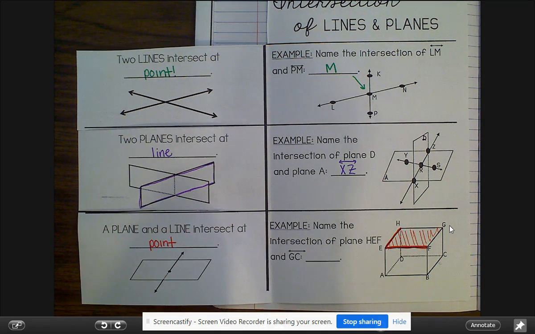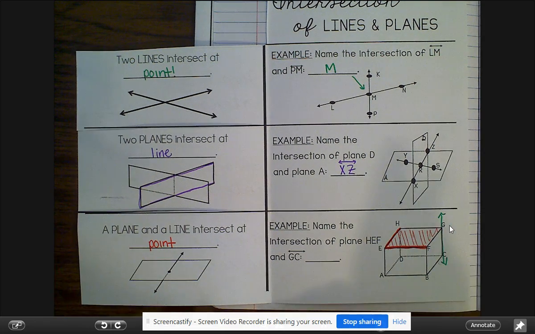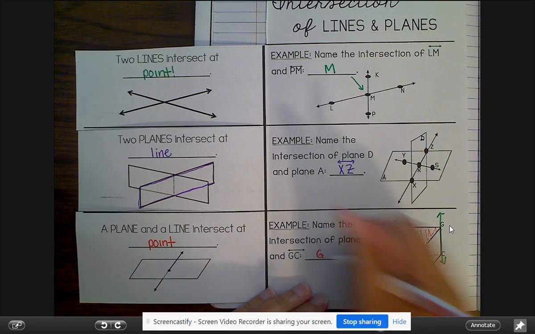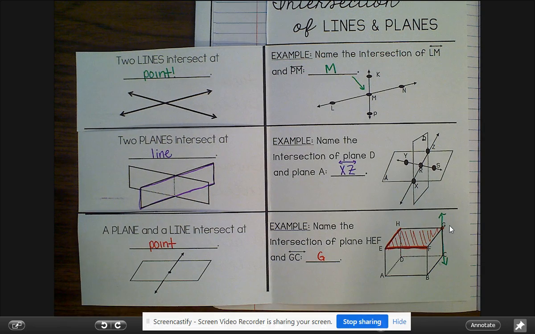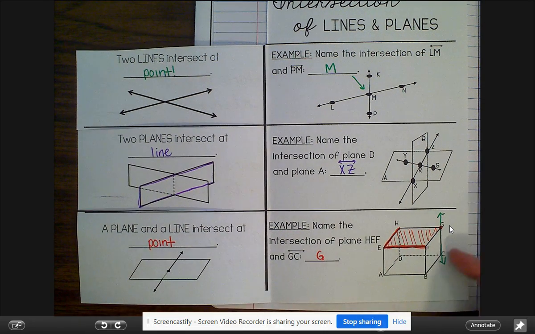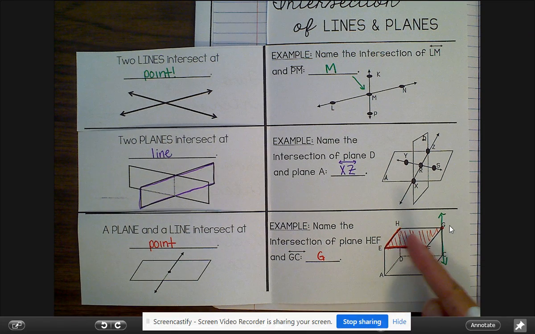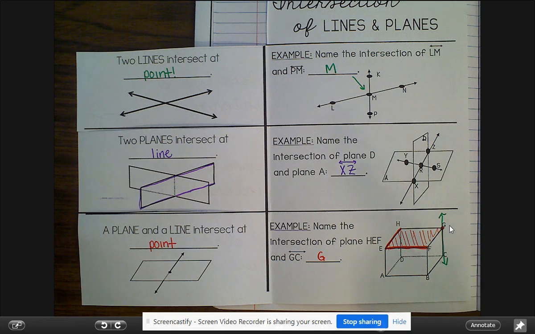And then if we look at line GC right here, those two things touch each other only in one spot, and that's at G. So point G, we call a point with an uppercase letter, so G. Now, if I would have been really tricky and said, name the intersection of plane HEF, so that top still, and line BC, those would not intersect because he's not touching the top, he's only the bottom. That would be something that is skew. So something that's not touching and not really parallel and on different planes is skew.